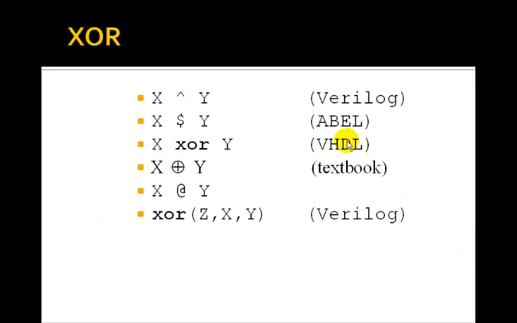There are some other symbols used for exclusive OR. In ABEL, the $ is used to indicate exclusive OR. Textbooks will sometimes use the plus sign with a circle around it for exclusive OR. Sometimes an @ symbol is used, and as we've seen, there's the XOR function in Verilog.